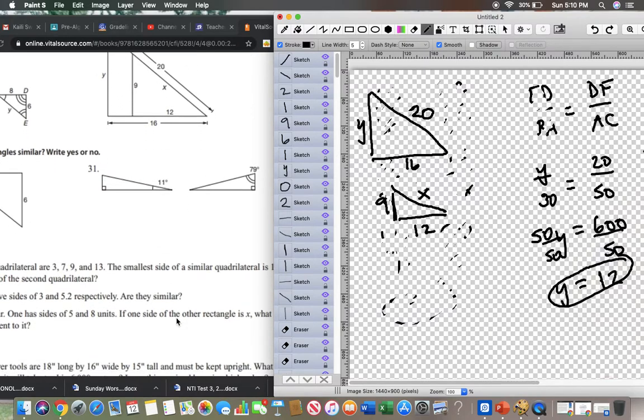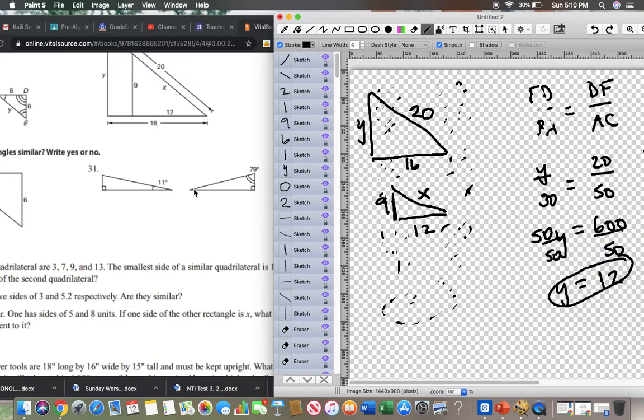Number 31. Are the following pairs of triangles similar? Yes or no? What do you think about number 31? It doesn't give us points, but we've got a 90-degree angle and a 90-degree angle. That's correct. How many degrees are in a triangle? 180 degrees, right? So, let's see here.